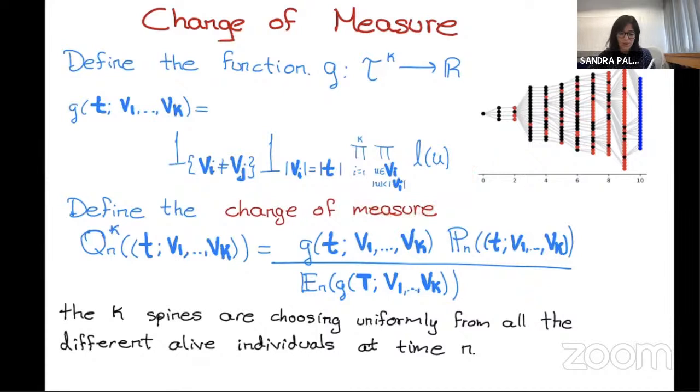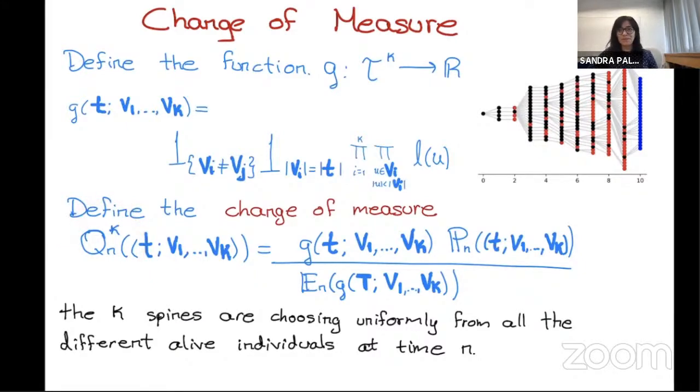So in my picture, remember that the black dots were individuals that have at least one child, and red dots were leaves. So we are going to select our spines only from the blue ones, and we are going to select the K different. Okay? So if we perform a change of measure using this g, this gives us a measure where we are selecting K spines uniformly from all the different alive individuals at time n. So using this Qn of K, what are the properties?